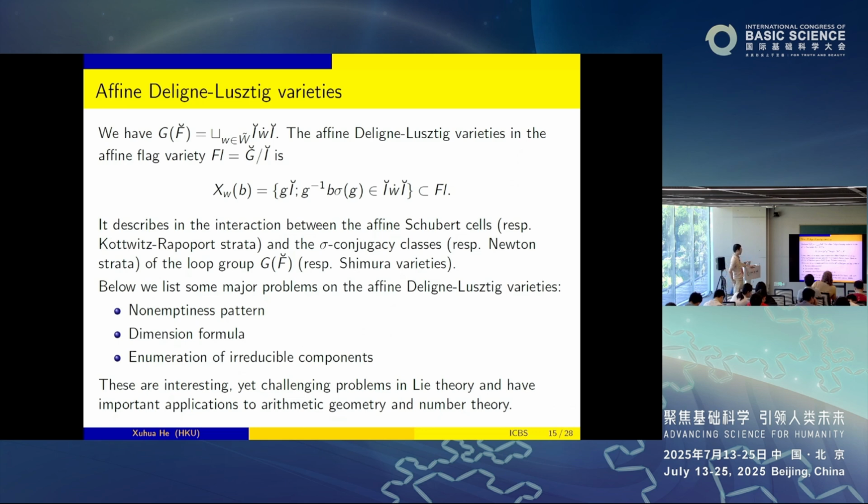So the affine Deligne-Lusztig variety describes this Frobenius-twisted conjugacy class, and this also has meanings in arithmetic geometry. The affine Schubert variety corresponds to the Kottwitz-Rapoport strata for the Shimura variety, and the sigma-conjugacy class corresponds to the Newton strata of the Shimura varieties.